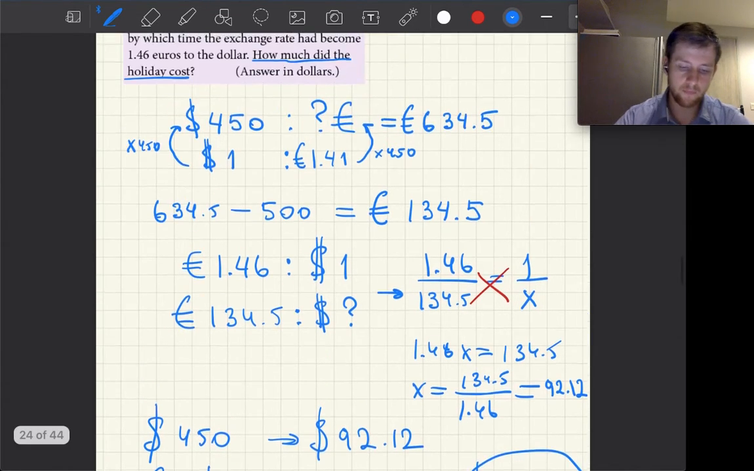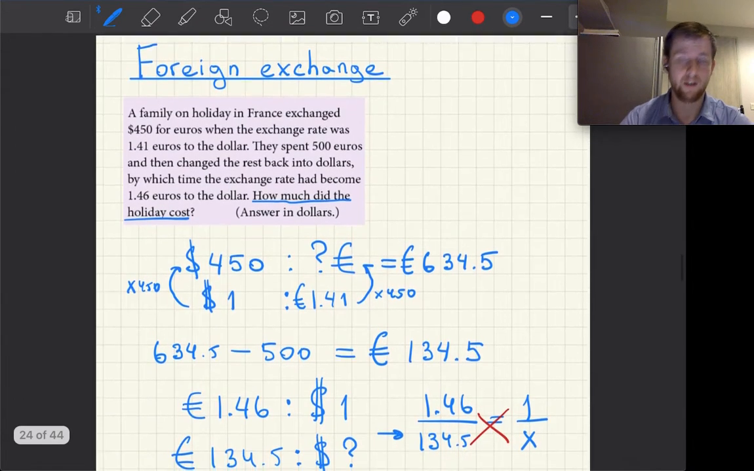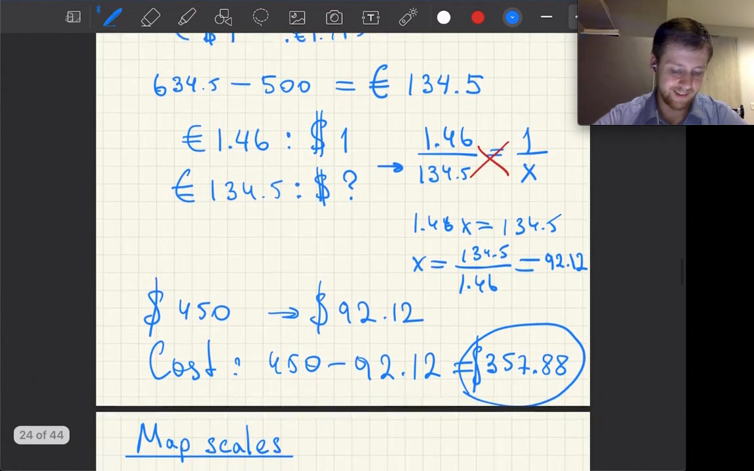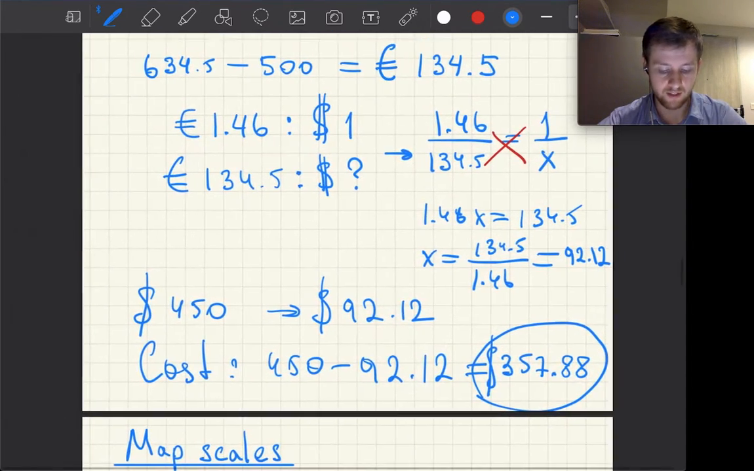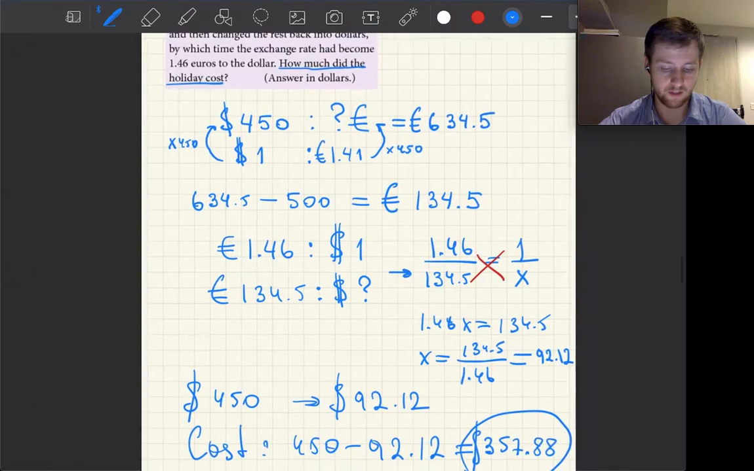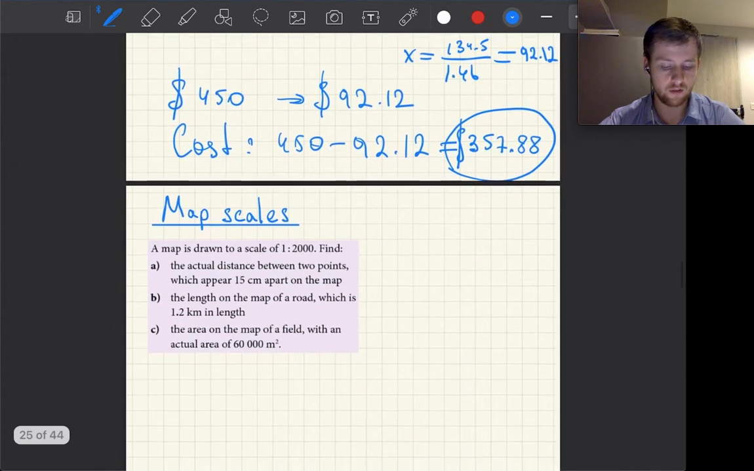Very cheap holiday in France, I must say. Probably some long time ago. Okay, anyway, that's the answer. I hope this makes sense to you. Okay, let's get to the next part.